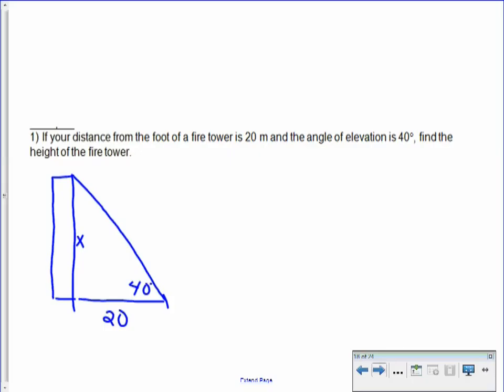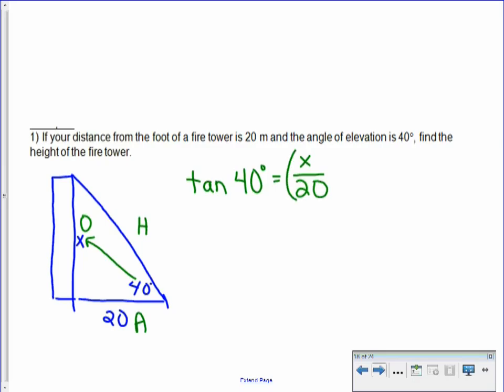So we now label our parts. Where's our hypotenuse? Across from the right angle, so we don't have anything over there. Where is our opposite? Across from the 40, the x. And then we of course have our adjacent down here. So we're going to use the tangent because that's our TOA. So the tangent of 40 degrees is opposite over adjacent. So then we get rid of this 20 by multiplying by 20. So it's going to be 20 tangent 40.